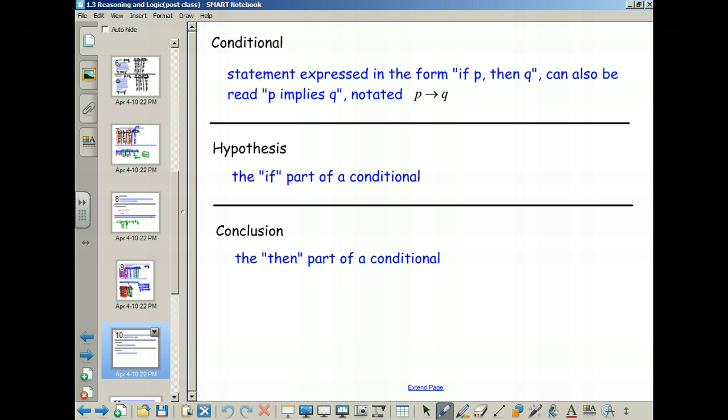So a statement that's expressed in an if P, then Q form. Also, we read it sometimes as P implies Q, because you can kind of read the arrow, so it has the name implies. And then the notation is P, an arrow, and a Q. Hypothesis is the if part, and the conclusion is the then part. And the if part doesn't always necessarily come at the beginning versus the end, so you're going to see that as well. But whatever is connected to the if part of the statement, that's the hypothesis, and whatever is connected to the then part is the conclusion.